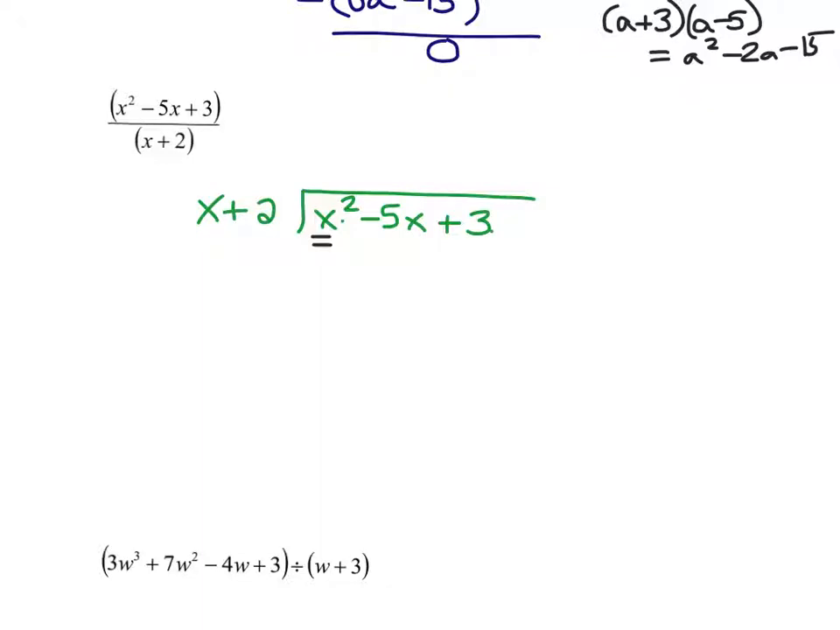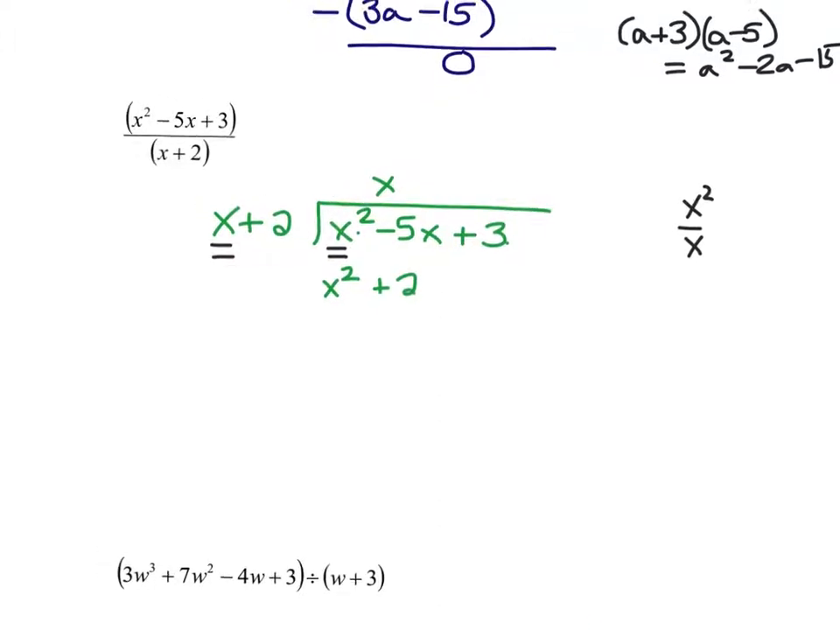So we'll do division again. I have x squared and x I'm dividing. So x squared divided by x is just x, so that's going to go up here. I'm going to multiply it to the front, so x times x is x squared, x times 2 is 2x, and then I'm going to subtract those. So x squared minus x squared goes away. Negative 5x minus 2x is negative 7x. I'll then simply bring down the positive 3, and I'll go again.